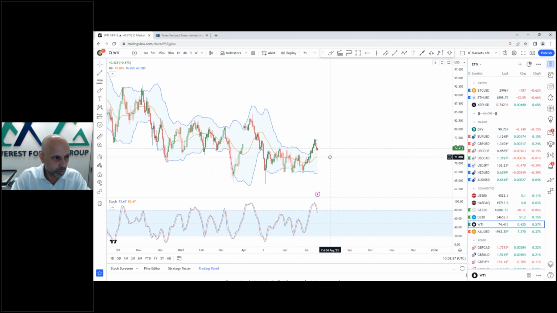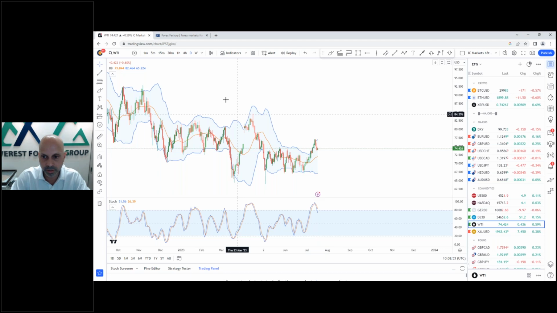So let's see how we can relate this to where price is currently trading for WTI oil. As I mentioned, stochastic is pushing as high as 97. Price is breaking above the upper Bollinger Band as well. This should have been signaling to us, at least on the 12th and 13th of July, that potentially we have a reversal coming up for WTI oil.